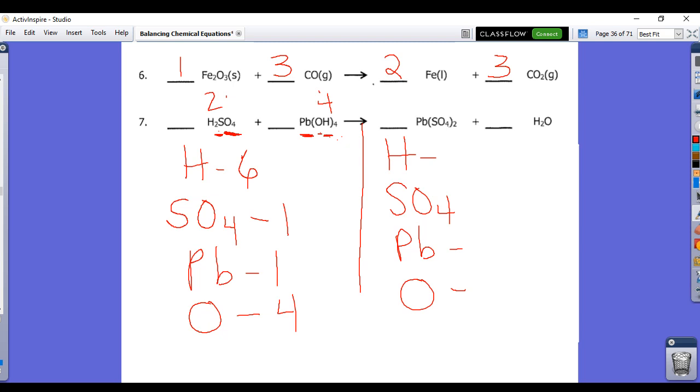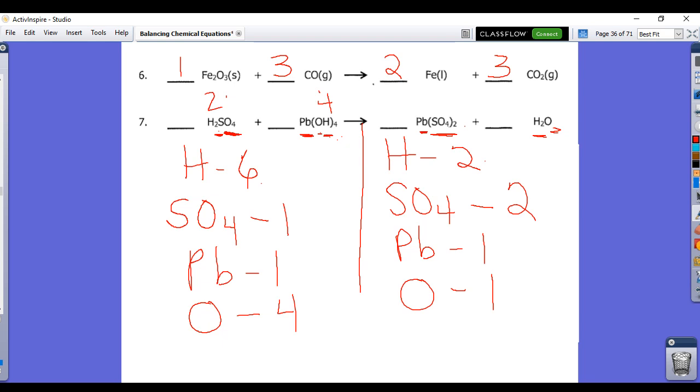So hydrogen is right here. So that means it's 2 because it has a subscript 2 after it. SO4, you see here's my SO4 in parentheses with that 2. So there's 2 SO4s. Pb, there's no subscript, so that's 1. Oxygen, no subscript, so that's 1. So right off, we see that hydrogen is 6 over here and 2 over here. So we're going to not do the hydrogens quite yet.